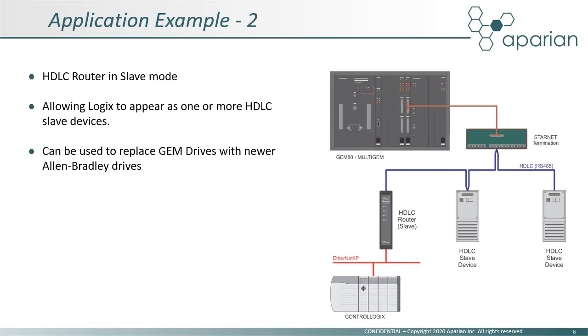In the second application example, the HDLC router can be used to emulate up to 10 slaved devices on the HDLC network. This will allow the user to replace legacy I/O and drives with newer Rockwell Automation drives without changing any of the GEM80 PLC code. In this example, the HDLC router must be used as a slave on the HDLC network and exchanges data with the Logix controller using a Class 1 Ethernet IP connection.